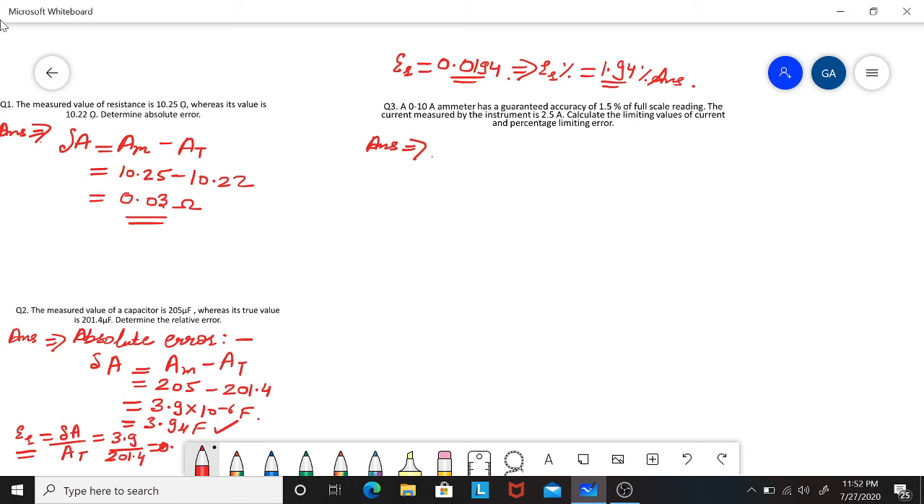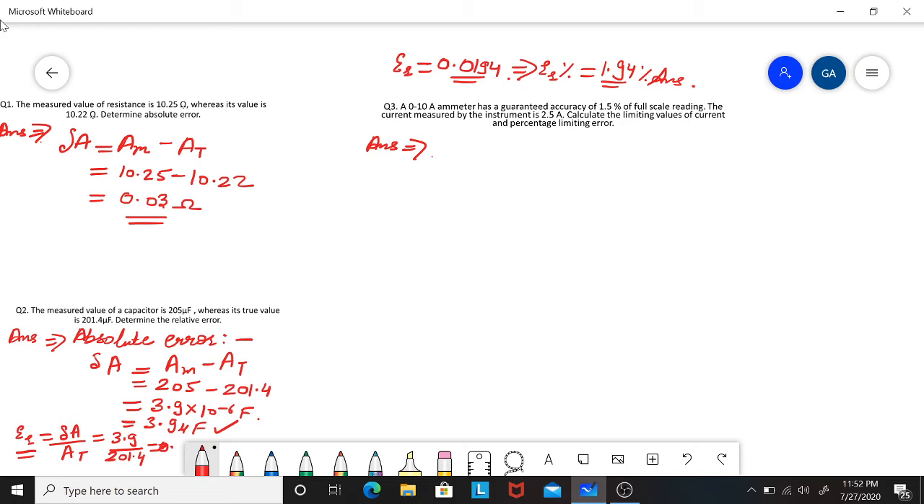Now, the third question says a 0 to 10 ampere ammeter has guaranteed accuracy of 1.5% of full scale reading. The current measured by the instrument is 2.5 ampere. Calculate the limiting value of current and percentage limiting error. So this is given as the full scale reading, and this is given to you in percentage. This is your limiting error.